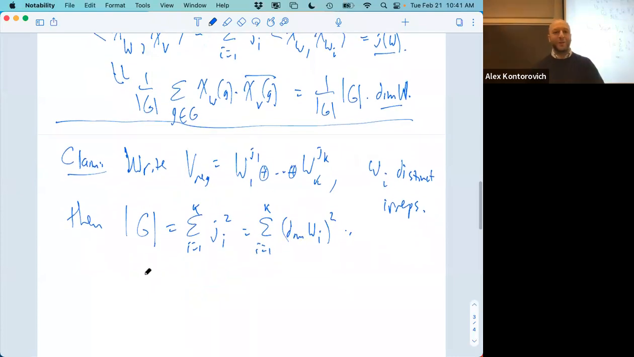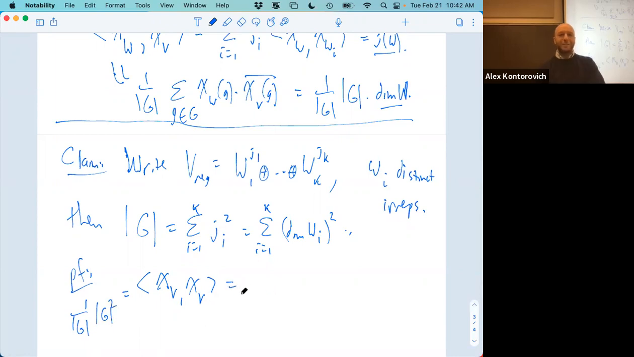Okay, and this is also a very simple proof, which is to take the inner product of chi with itself. If I take chi v, the regular representation, inner product with itself, on one hand, I get 1 over g. Nothing contributes except the identity element. The identity element contributes a g on each of these factors. So this is g squared.